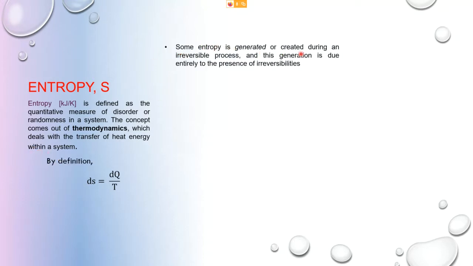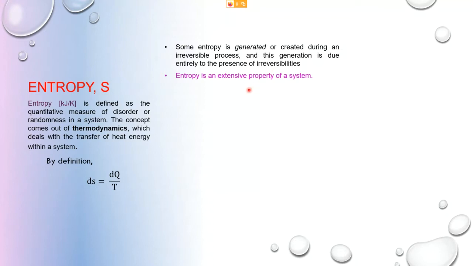Some entropy is generated or created during an irreversible process. You should all know the difference between reversible and irreversible processes. This generation is entirely due to the presence of irreversibilities. So when a process becomes irreversible, there will be a certain amount of entropy generated, and that also will sometimes cause an increase in entropy.